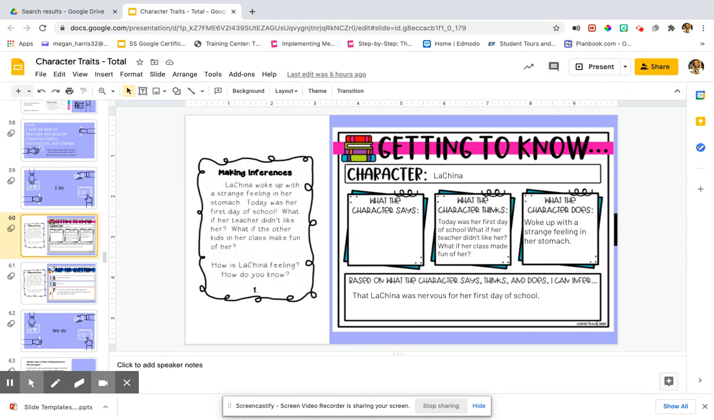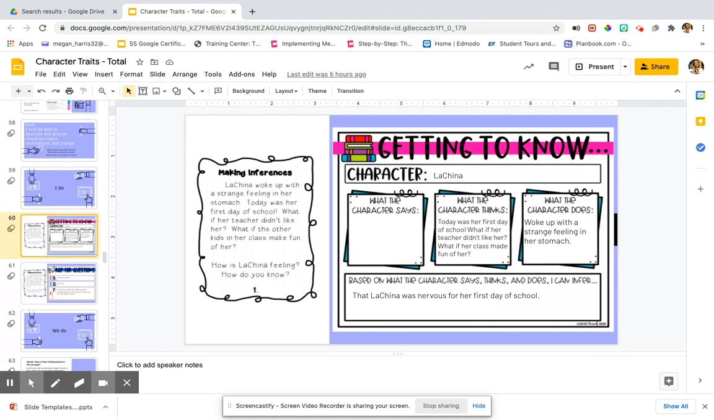Once we had those clues in place, we stepped back and thought about our background knowledge, and we asked ourselves, how would I feel in this situation? What do I know about a person who says these things or thinks these things or does these things? And we made inferences about their character traits. We gave them words to describe them. That's what we're going to continue to do this week.